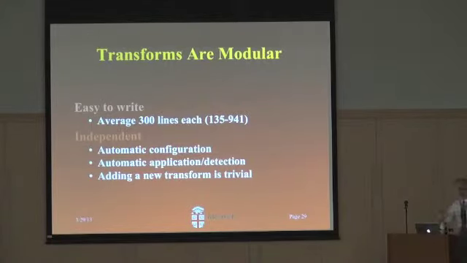They're independent. You just write them, and it automatically configures them into the system. The application automatically uses them. It's detected. Adding a new transformation is trivial. I can add a simple one in under an hour, a moderate one in 2 or 3 hours, basically because I have to think about exactly how to edit abstract syntax trees. And the complex ones maybe take a day to try out. So in some sense, I've achieved the modularity I want in terms of transformations.